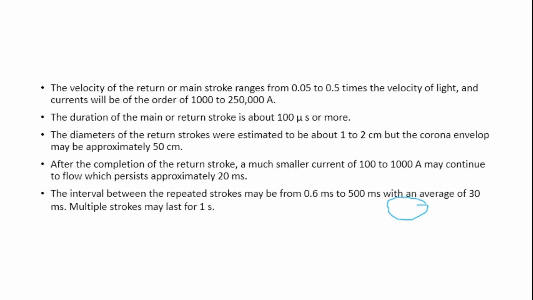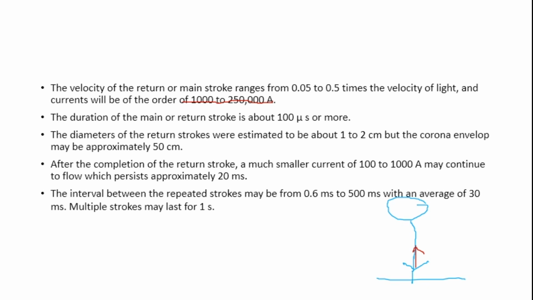This is the point where we consider the cloud and the ground. So this is the stepped leader and there is a return stroke, this is the return path. The current is around 1000 to 250,000 amperes, with a potential of around 100 to 1000 megavolts. If you combine that, just imagine the total amount of current which is going to be carried by each lightning.